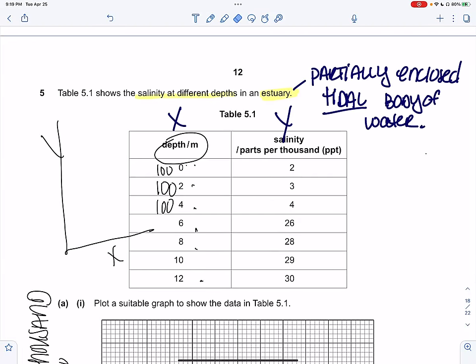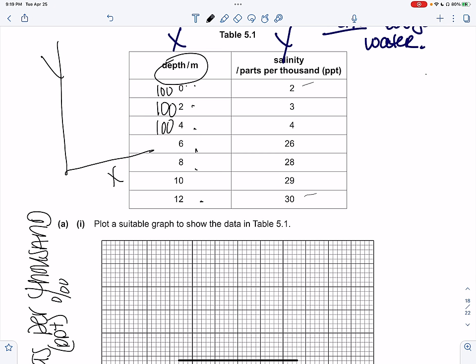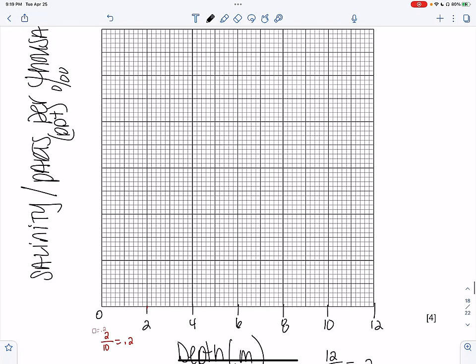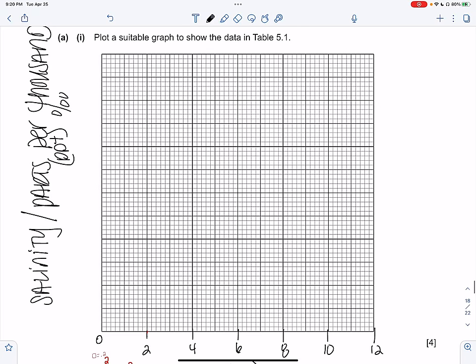Salinity goes from 2 up to 30. So those values are nothing we need to break the graph for. And so I need to get to the biggest number, 30, my biggest data set. And I'm going to do the same thing. So I have 1, 2, 3, 4, 5, and 6 lines that I could split up the number 30 with. That's going to be pretty obvious.